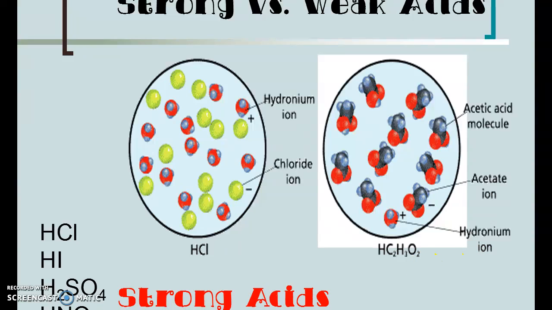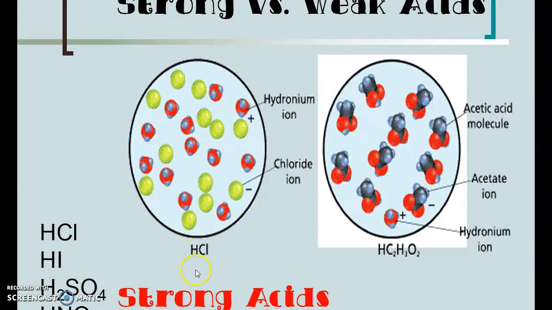Okay? All right, so just a few examples of strong acids. Hydrochloric acid is considered a strong acid, hydroiodic acid, sulfuric acid, and nitric acid. Those are all strong acids. What's the difference between a strong and weak acid? The difference is how many H pluses form whenever they're in solution. The more H pluses that are available, then the stronger the acid.